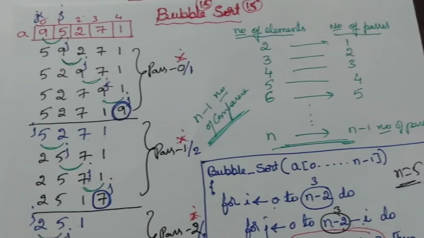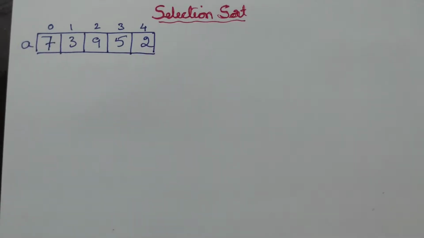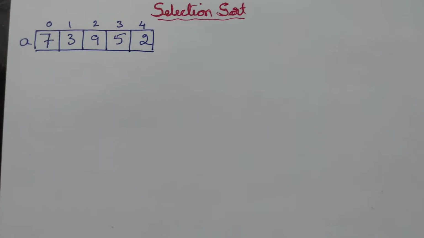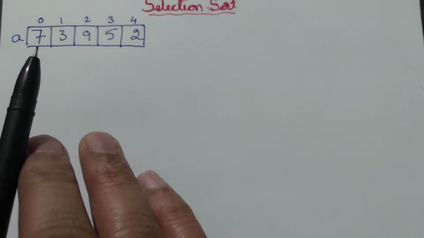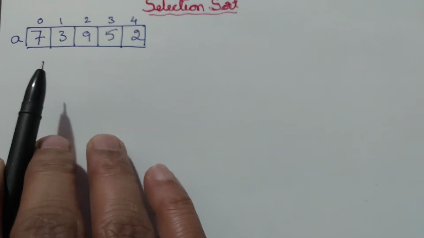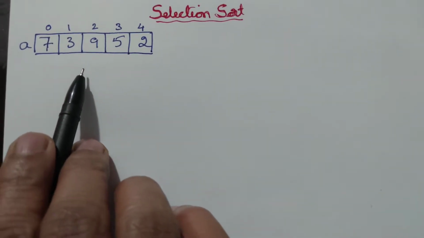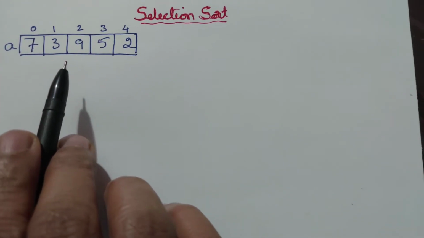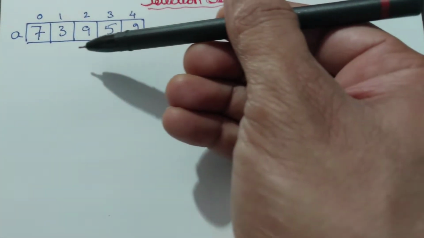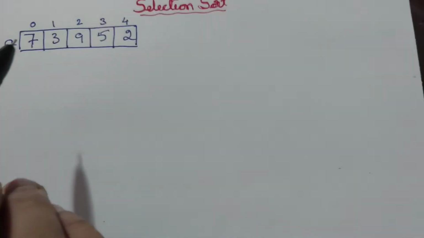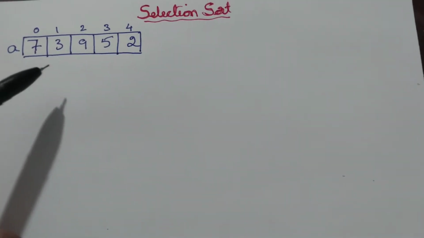Now, in selection sort, what we do is find the minimum element and keep it at the beginning. That means we are sorting from this end. Whereas in bubble sort, we find the maximum element and keep it at the last, so from that end we keep sorting. But here it is entirely reverse: we are sorting from this end.